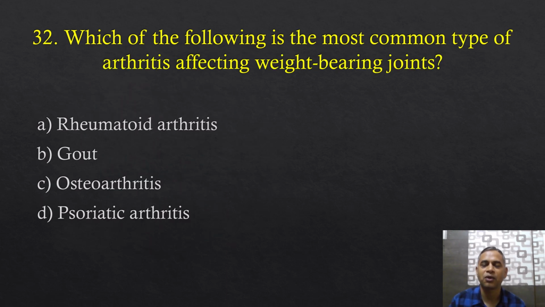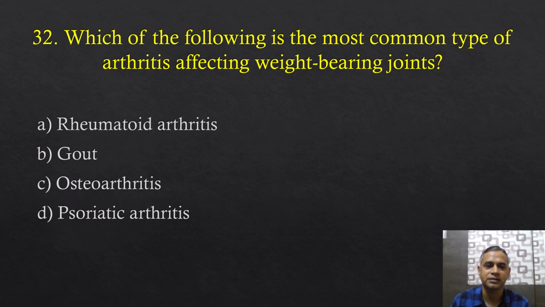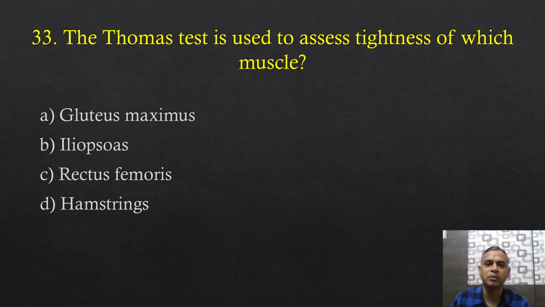Number 32. Which of the following is the most common type of arthritis affecting the weight-bearing joints? A. Rheumatoid arthritis. B. Gout. C. Osteoarthritis. D. Psoriatic arthritis. So the answer is osteoarthritis.